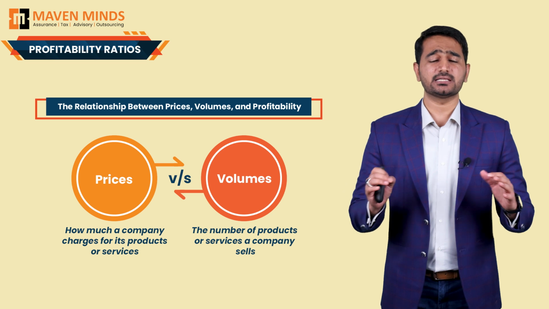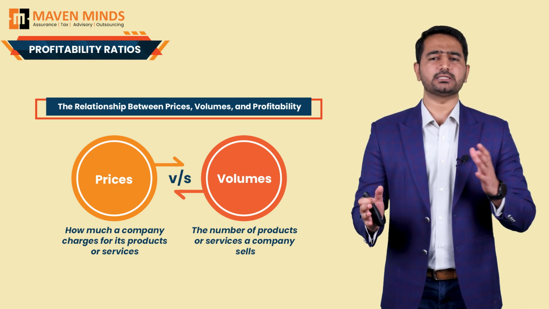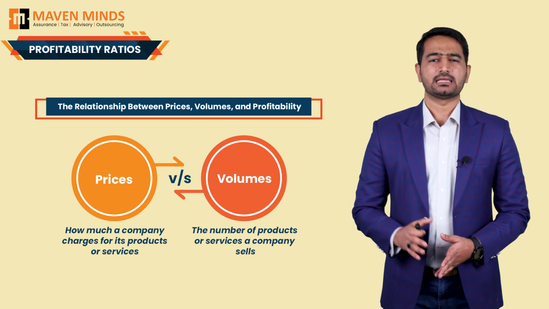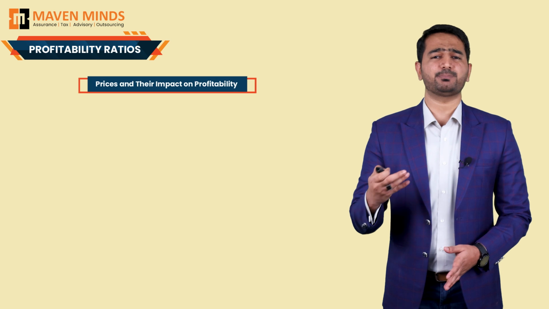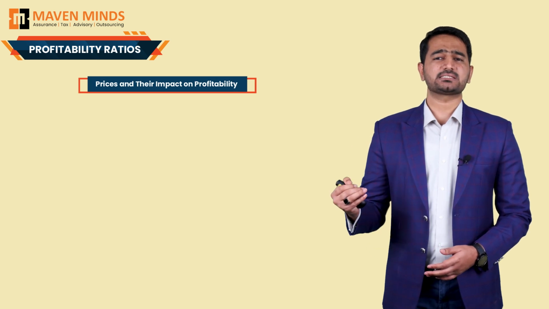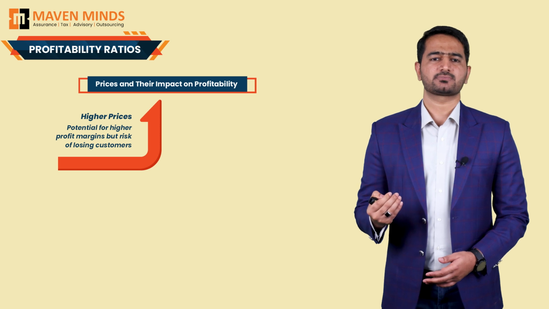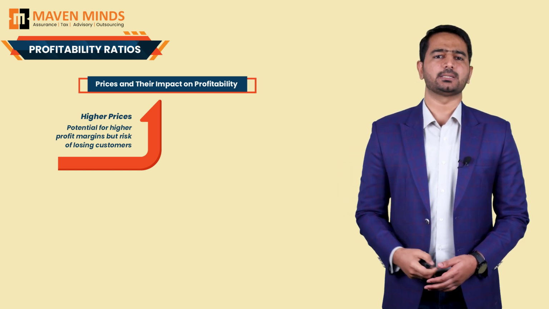Understanding these two elements is crucial because profitability is not just about one or the other, it's about the balance between the both. The pricing strategy of a company directly affects its profit margins. If a company sets higher prices, it generally achieves higher margins. But there is a risk of losing customers if prices are too high.